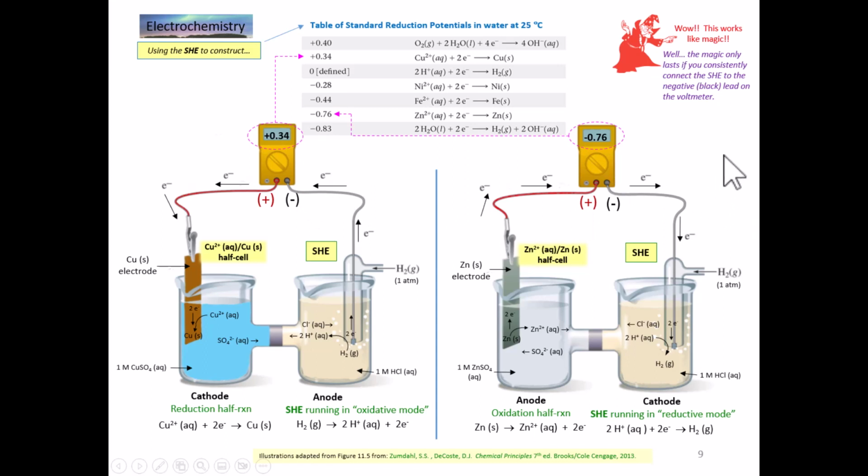In any event, you can see that defining the standard hydrogen electrode as 0 is a good way to assign or actually measure reduction potentials for these reductions that are listed in the table of standard reduction potentials. So we're using the standard hydrogen electrode as a reference.